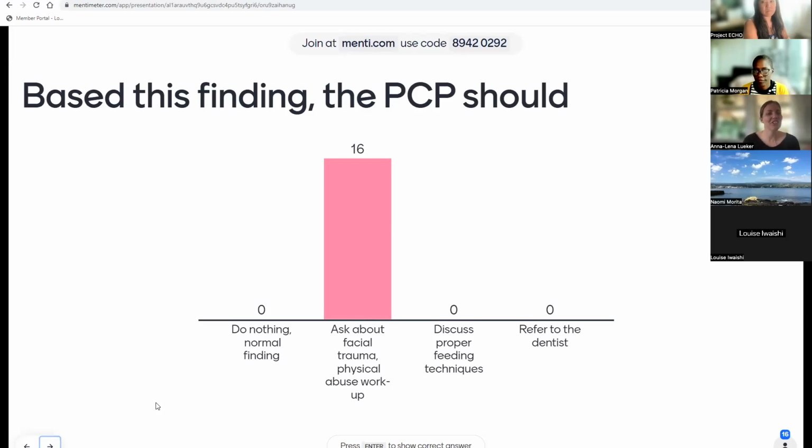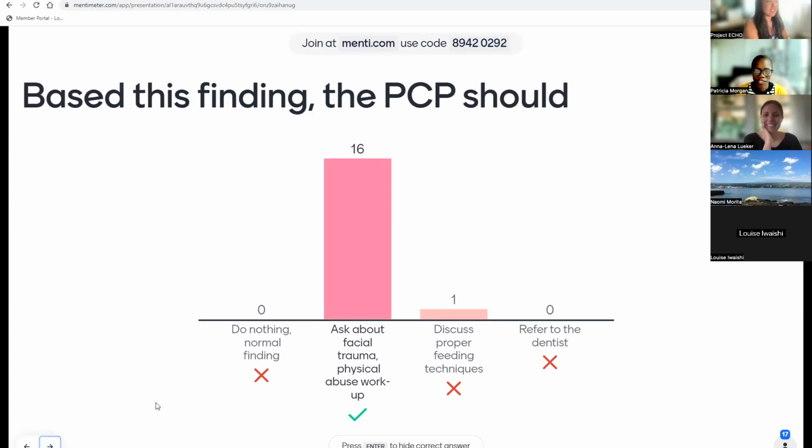An unusually unanimous vote here. Oh, you spoke too soon, Dr. Luker. All right. I'm also the kind of person that loves having a little outlier here or there. Keeps things interesting.